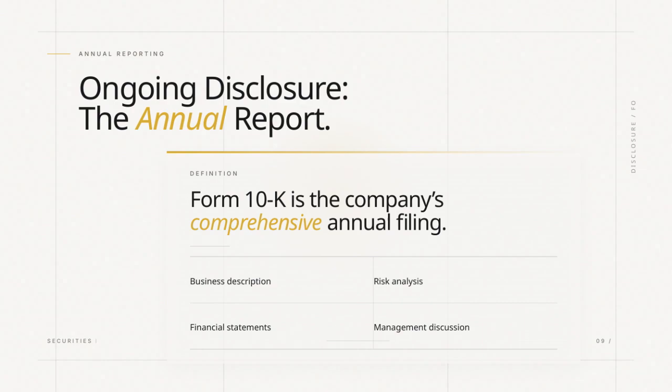One key element here is the Form 10-K, which is a comprehensive annual filing that companies must submit. This document provides detailed information about the business, including a thorough description of what the company does, an analysis of the risks it faces, and complete financial statements.